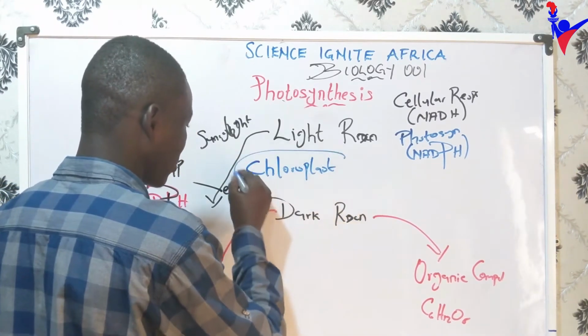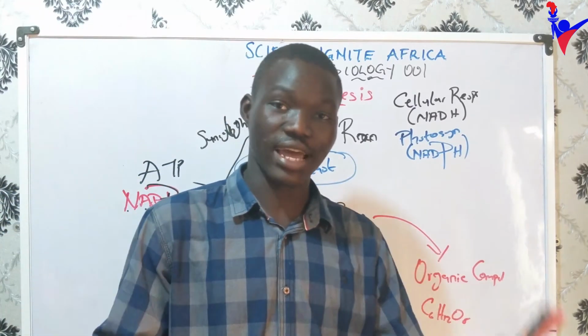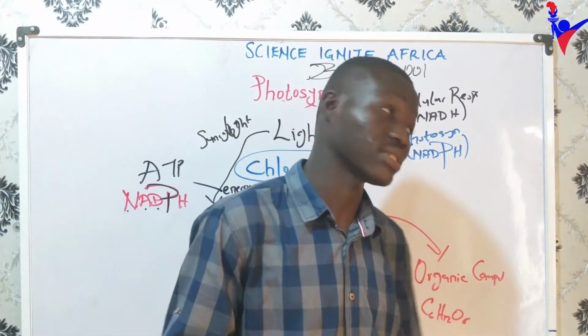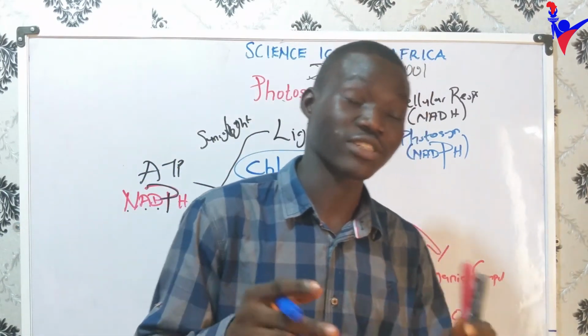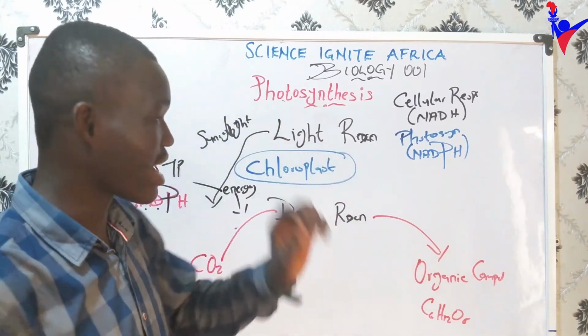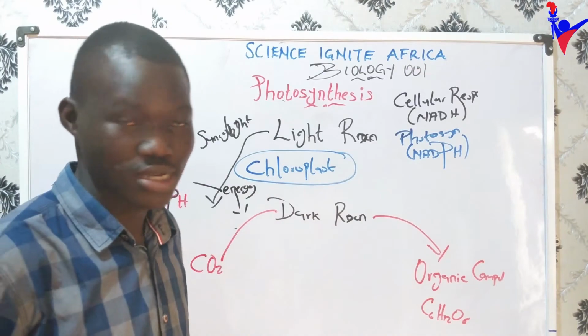The chloroplast is an organelle of the cell. That will mean that before any organism can photosynthesize, can produce their own food. I'm using organisms because it's not only plants that actually do photosynthesis. We also have some organisms, for instance, the algae, blue-green algae. They use photosynthesis. But one of the things that they must have is what? Chloroplast. If they don't have chloroplast, they cannot photosynthesize.